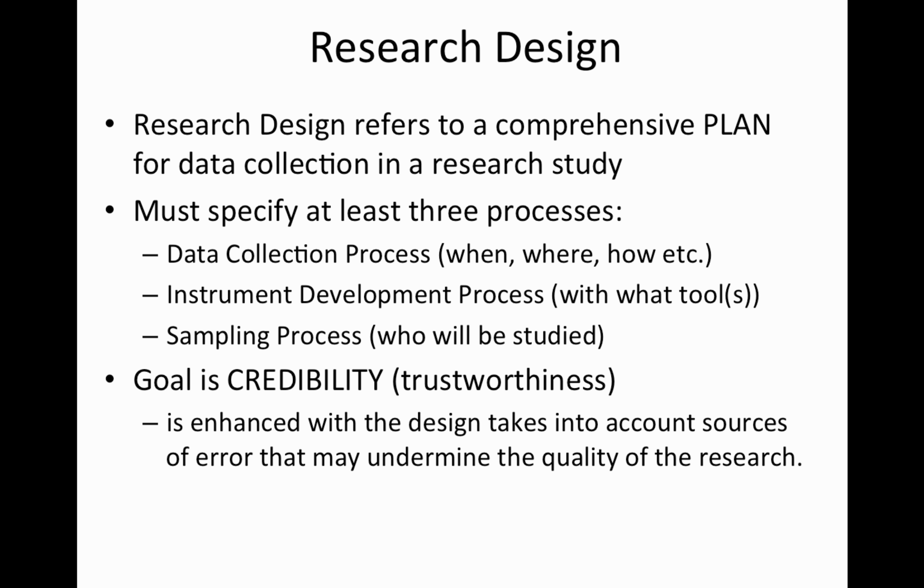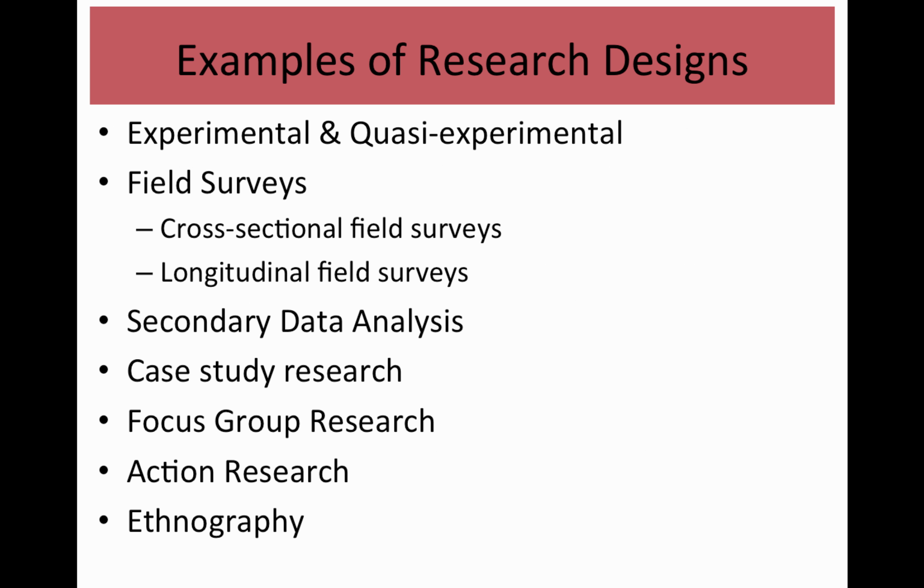The goal of a research design is credibility or trustworthiness. This goal is enhanced when the design takes into account the sources of error that may undermine the quality of the research. Examples of research designs include the experimental and quasi-experimental designs, field surveys which can be cross-sectional or longitudinal, analysis of secondary data, case studies, focus groups, action research, and ethnography. Note this list is not exhaustive.